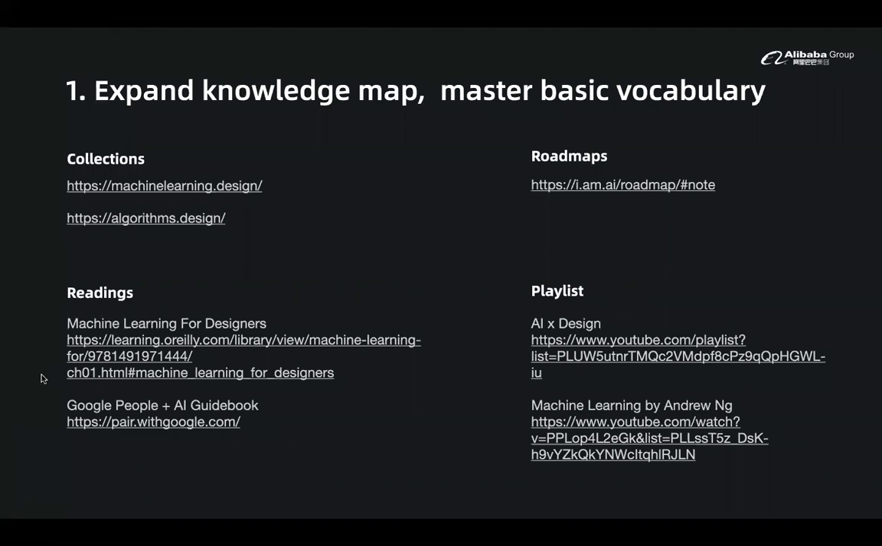And then there are some books. Machine Learning for Designers is a very short book to let designers know the basic concept of machine learning. If you have one day off, I recommend this book. It's not long. And there is the Google People Plus AI Guidebook. They have a lot of good research results on how designers who participate in AI projects can be more user-centric. And if you want to become more and more expert in the AI industry, there is a roadmap.